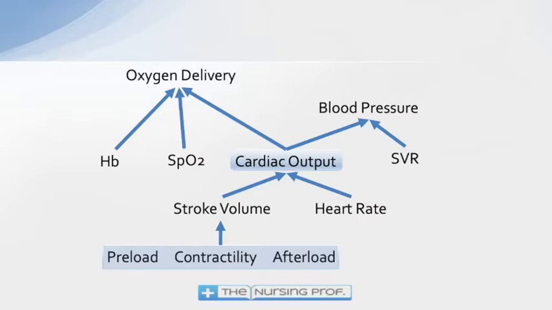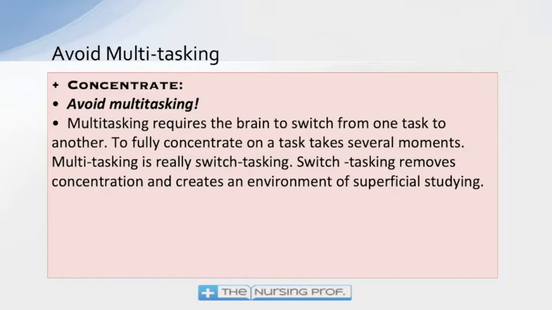So here is another one of our tips. Avoid multitasking. Multitasking requires you to switch from one activity to another. We often think of somebody who's a multitasker as somebody who is able to keep many things in the front of their mind at the same time. Well, the brain can only work with one activity at a time. So what's really happening is we're doing this switch tasking thing.